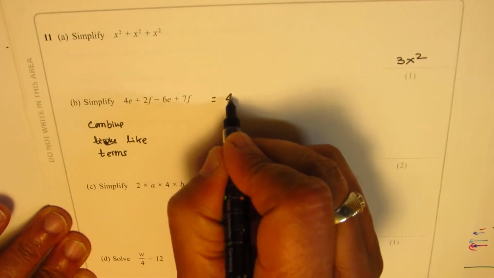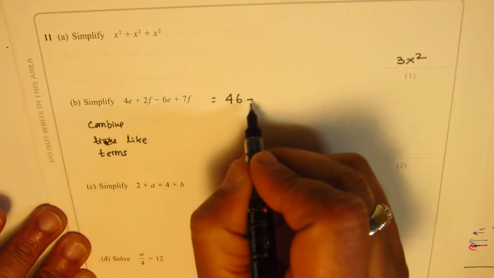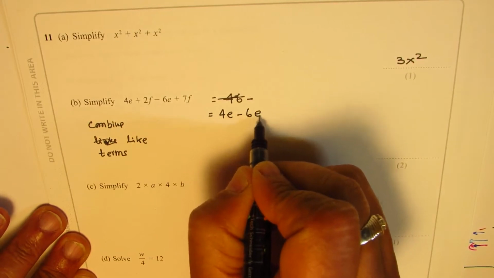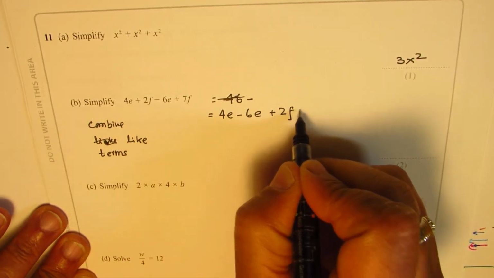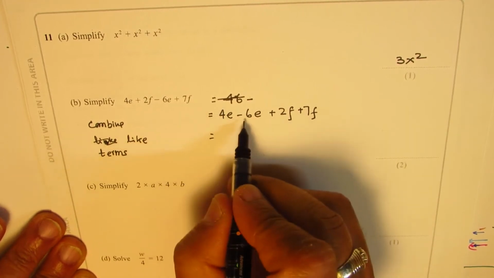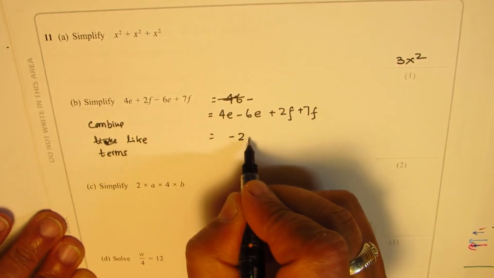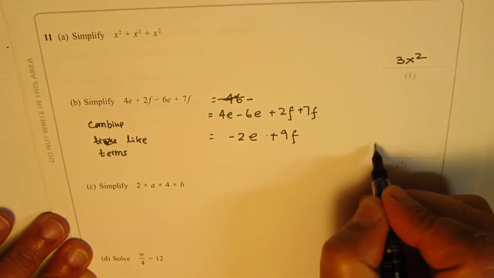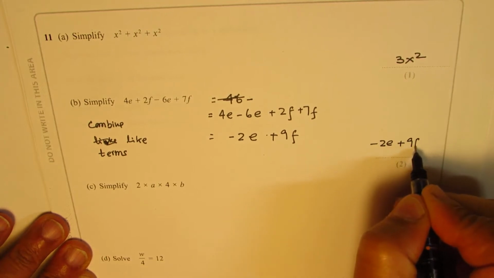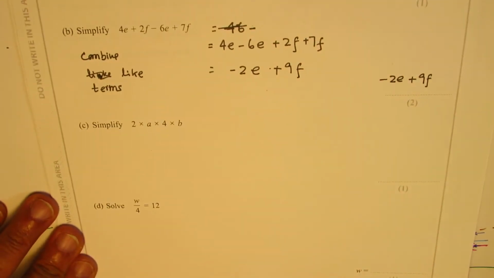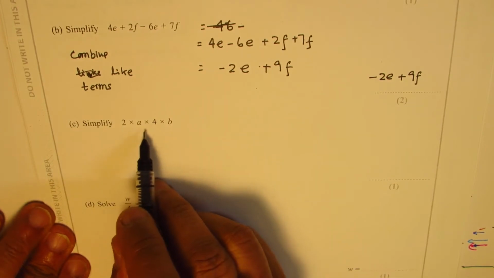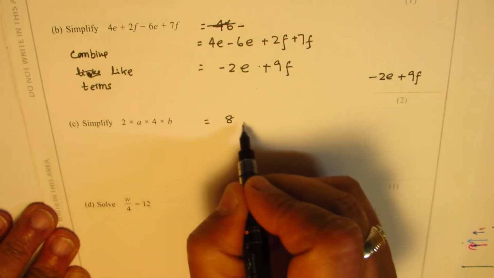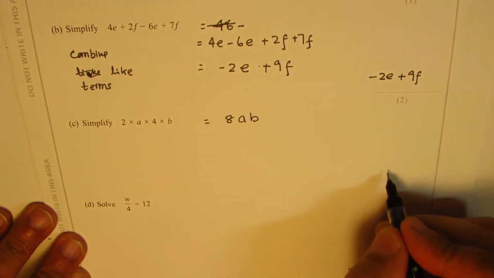So we could do it like this: 4e minus 6e, then we have plus 2f plus 7f. So 4 minus 6 is minus 2, right? So minus 2e, 7 plus 2 is 9, so plus 9f. So we get minus 2e plus 9f, correct? Part C is to simplify 2 times a times 4 times b. So we can multiply 2 and 4, we get the number 8 and ab, right? So we get 8ab as our answer, right?